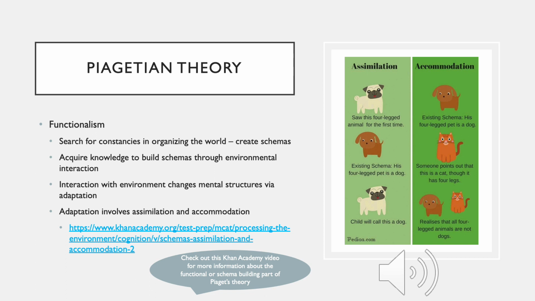And so for young children, they're learning new things every day, and it's important for them to be able to categorize and organize all of this information that's coming into these schemas, and interactions through their environment and the experiences that we have with people and places are really crucial for being able to understand what types of information we are taking in and how it's going to be stored. So this video here by the Khan Academy is great for more information about the functional or schema building part of Piaget's theory. So go ahead and check that out for more information.